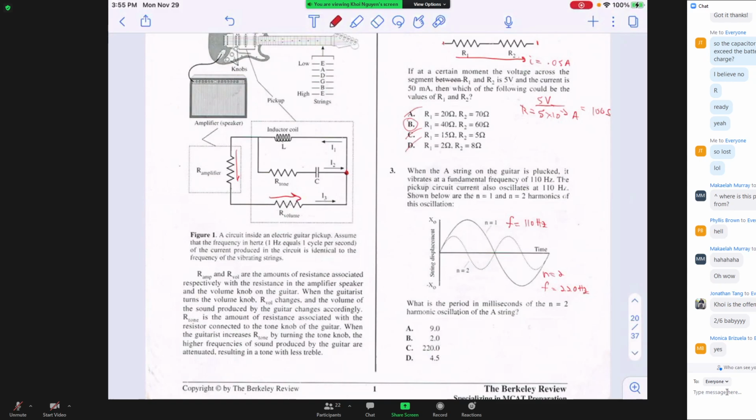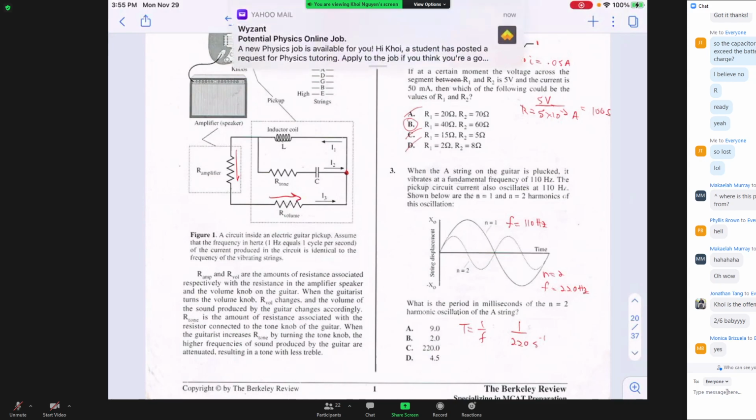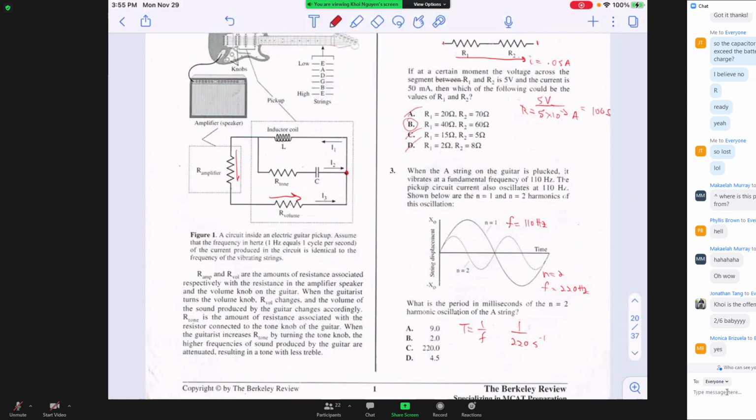So it's going to be 1 over 220 for the period, seconds or inverse seconds, right? Because remember, period is equal to 1 over the frequency. Yeah, it's one of those things I taught you guys. So then that'll be 1 over 220. So the closest that comes to that is 4.5 milliseconds.